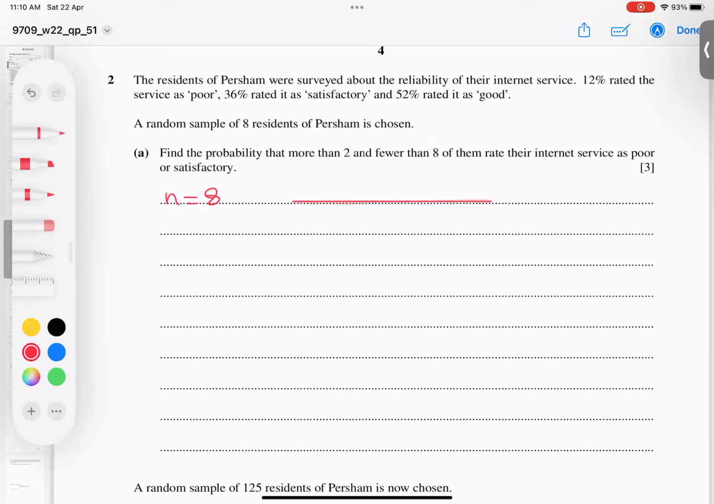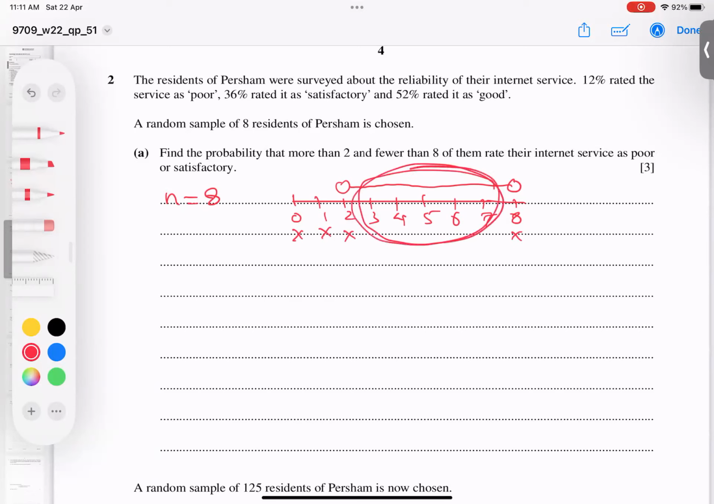If I draw a number line, you can understand: 0, 1, 2, 3, 4, 5, 6, 7, and 8. He said fewer than 8 and more than 2. This range I need, but I don't want 0, 1, 2, and 8. So I have two options: either I find all these values 3, 4, 5, 6, 7, or I do the reverse. Because the sum of all equals 1, since the probability of the whole event is 1, I will find the crossed values and subtract from 1.